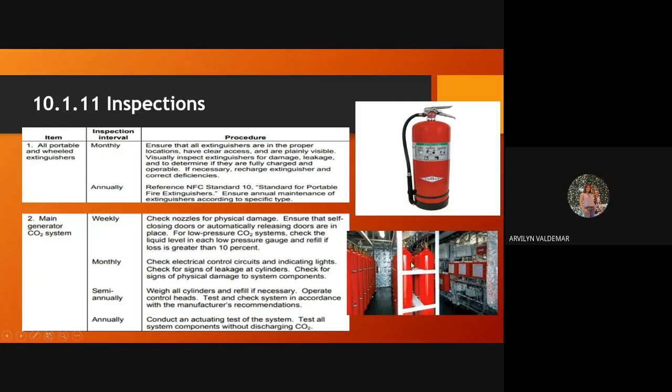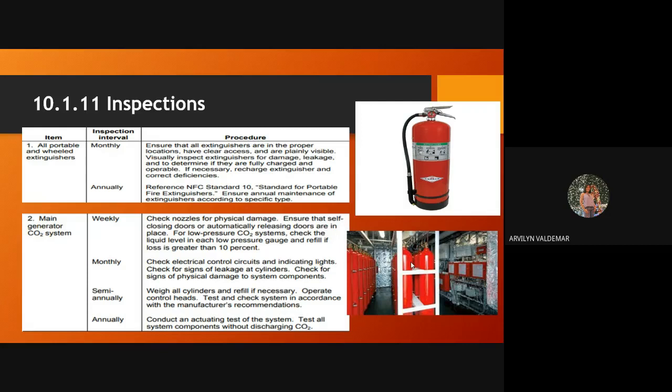Sir, in-inspect po siya weekly. Kapag weekly po, chine-check yung nozzle for physical damage. Ensure the self-closing doors or automatically releasing doors are in place for low pressure carbon dioxide system. Check the liquid level in each low pressure gauge and refill if loss is greater than 10%.